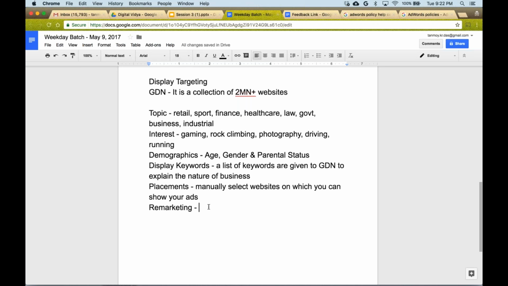That is what we are trying to accomplish through AdWords here. I'm not going to get into the details of remarketing right now because we have a separate session on how exactly it happens. Here we are just mentioning it because it's part of the 6 different ways of display targeting. It is one of the 6 ways by which you can show your display ads.